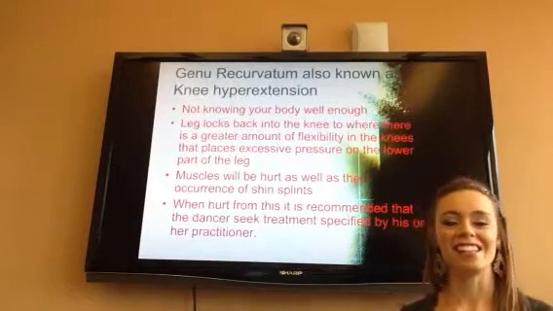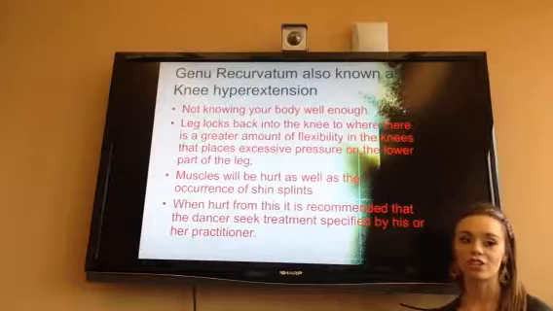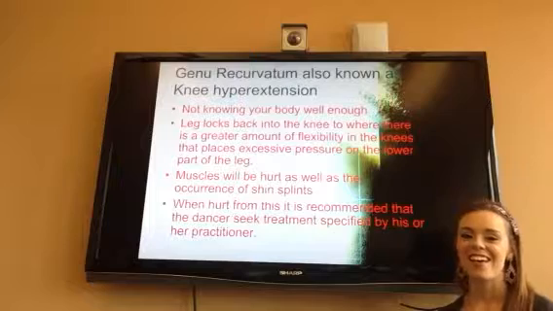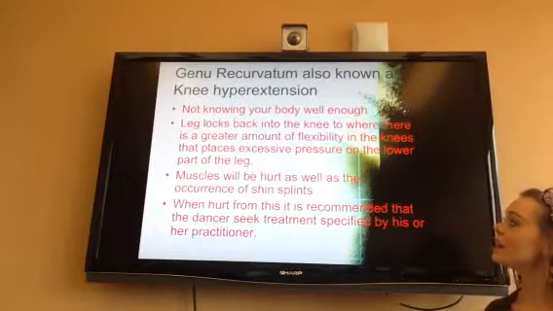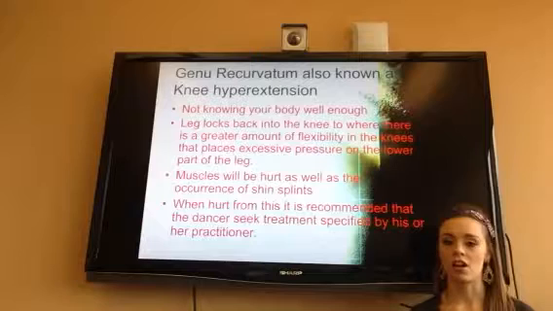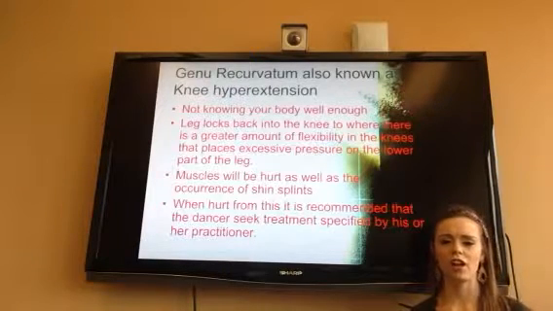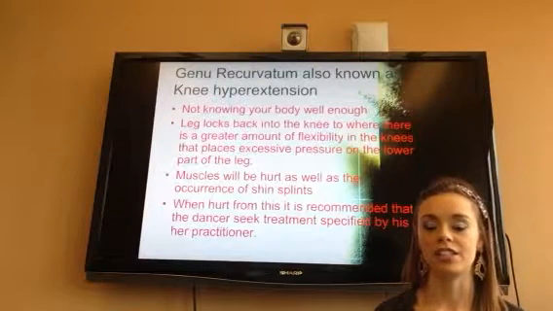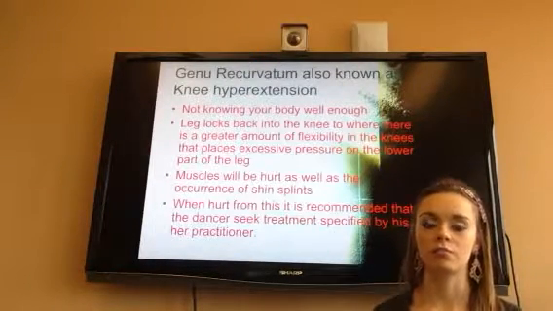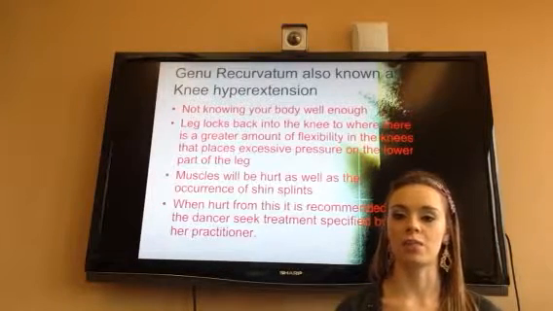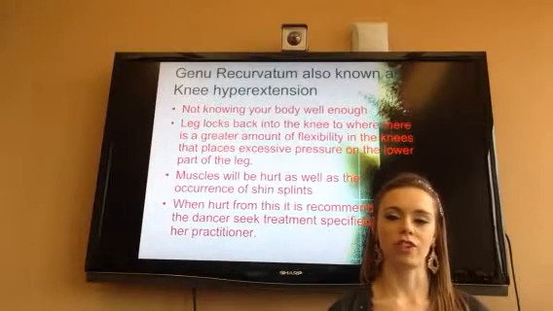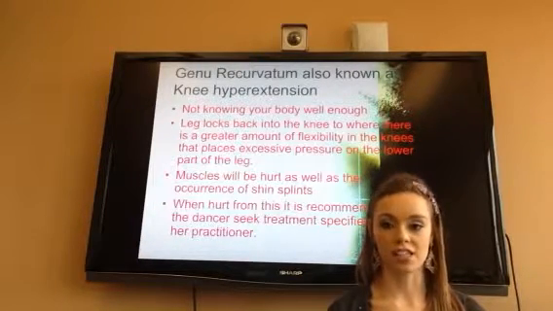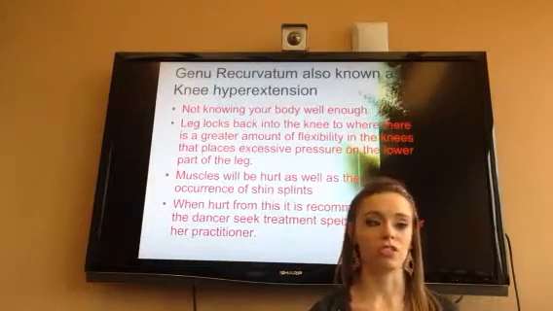surgeries. Now we're going to move on to the genu vacuum, which is simply known as knee hyperextension. If you don't know your knee well enough and aren't familiar with your body and how it works in dancing, it's going to be very hard to understand how far you can take that hyperextension, if you have it, and how to make it work for your body. That way you're not locking back into that knee, causing a lot of strain and stress, which can cause a lot of injuries.